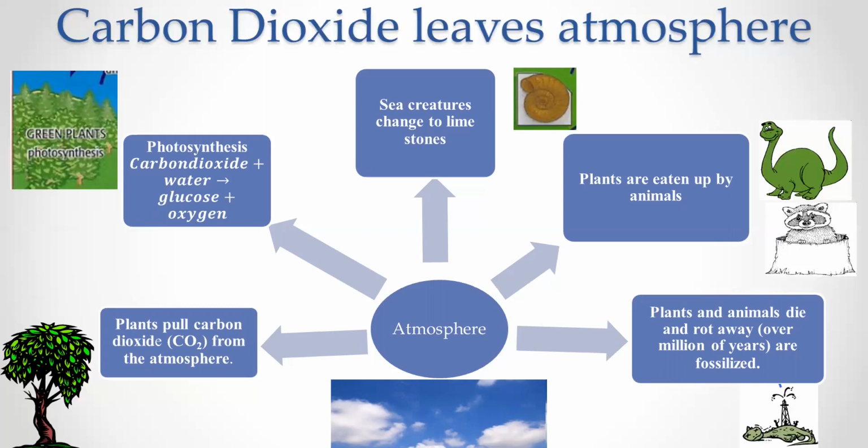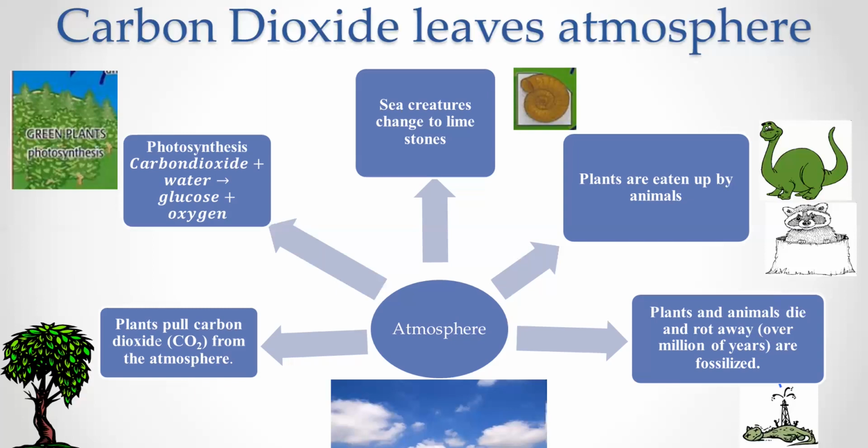Then we can see sea creatures change to limestone. How do they take the carbon from the atmosphere? Carbon dioxide is absorbed in water, and in the water are sea creatures, either plants or animals. The plants do photosynthesis, and the sea plants are eaten by the sea animals, marine animals, and then when they decay, they convert into limestone under the bed of the sea.